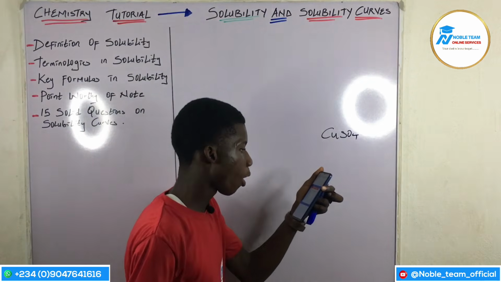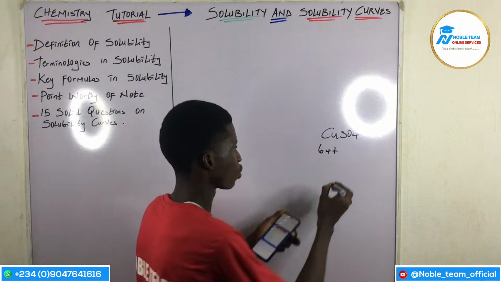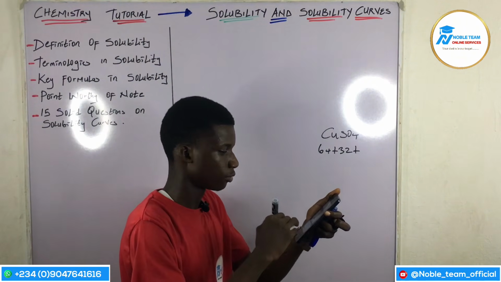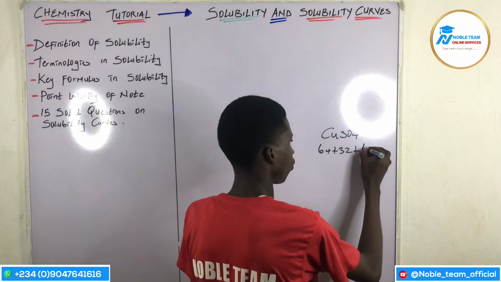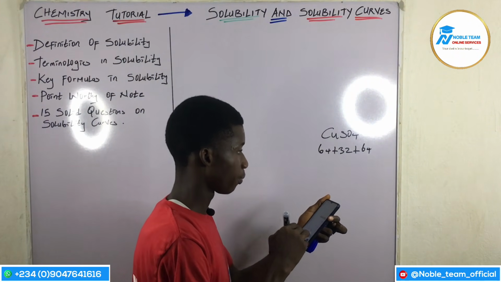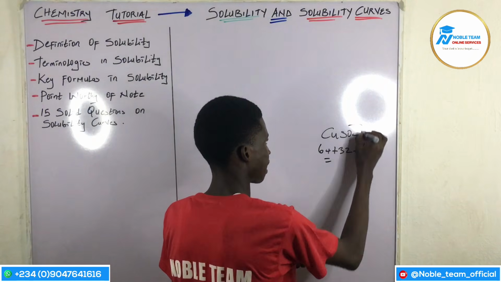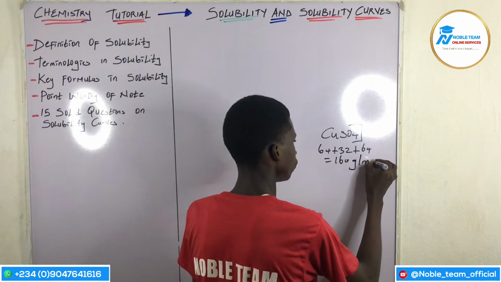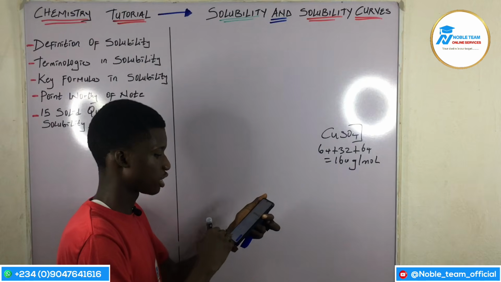CuSO4. Then copper here is 64, plus our sulfur here is 32, then plus 16 times 4. 16 multiplied by 4 is 64. Then sum it up: 64 plus 64 plus 32. We have it that the molar mass of CuSO4 is 160 gram per mole.